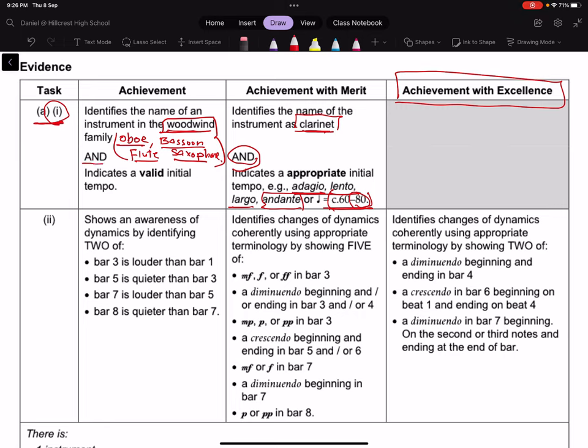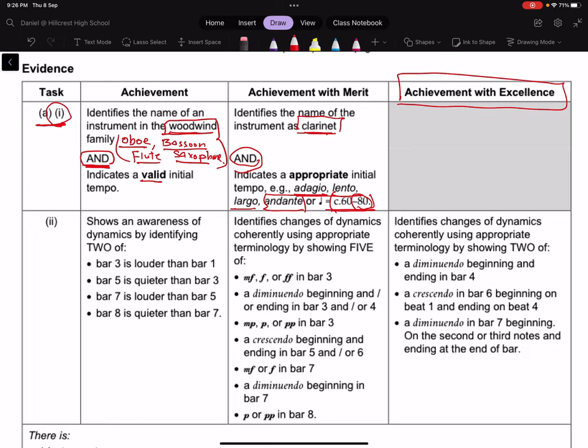Now, in order to get an achieved, you have to have, so whenever we have an and, you have to have a tempo. So it could be slow, medium, or walking. I guess anything that's valid. Does that mean you can do fast? Well, there's appropriate, which is more in line with the actual speed. This one, I think the range will be a bit wider.